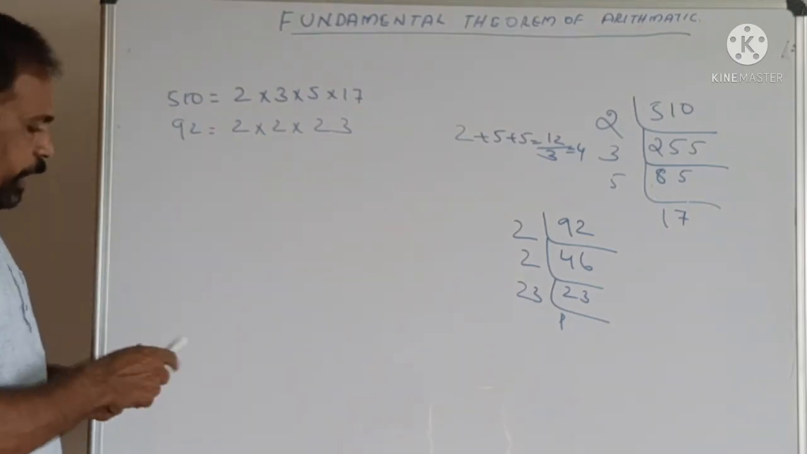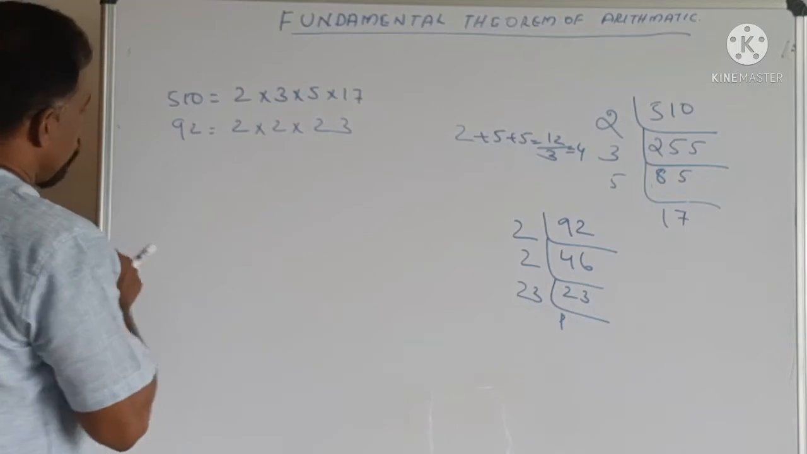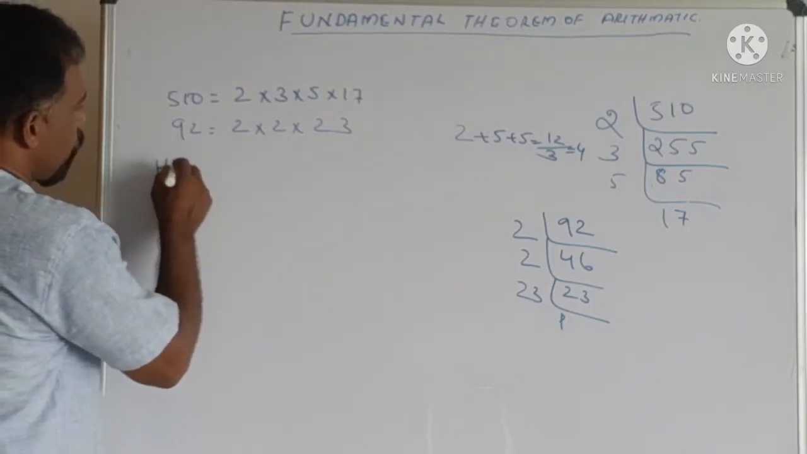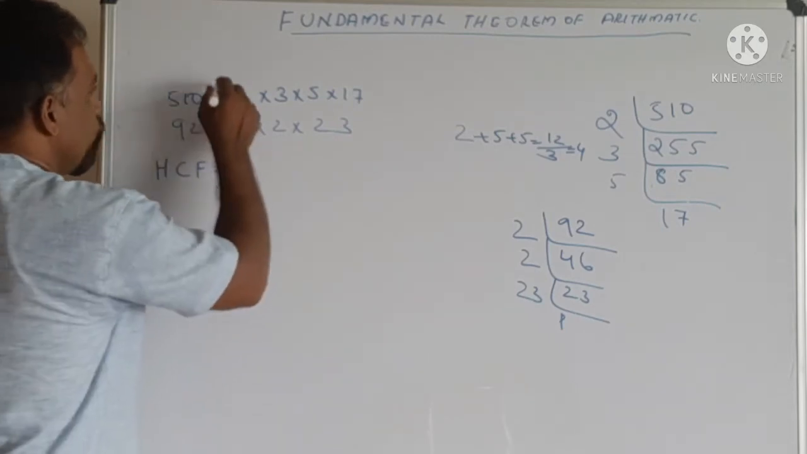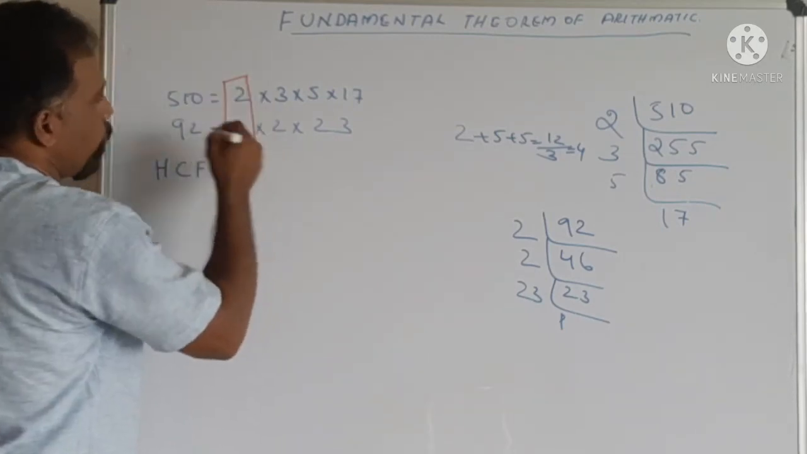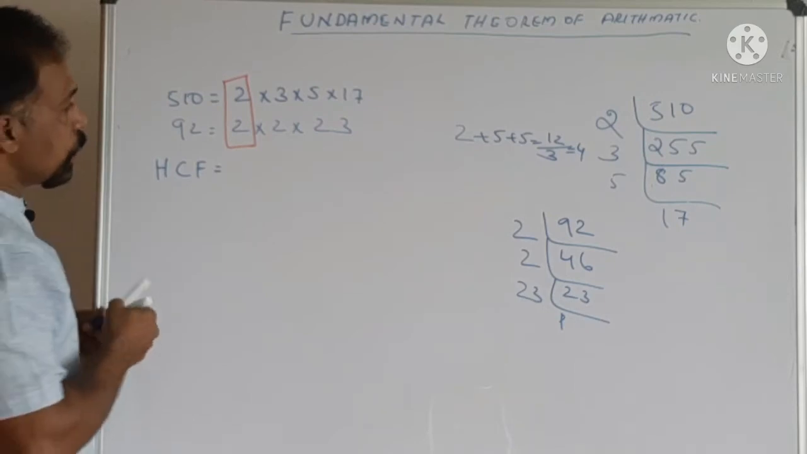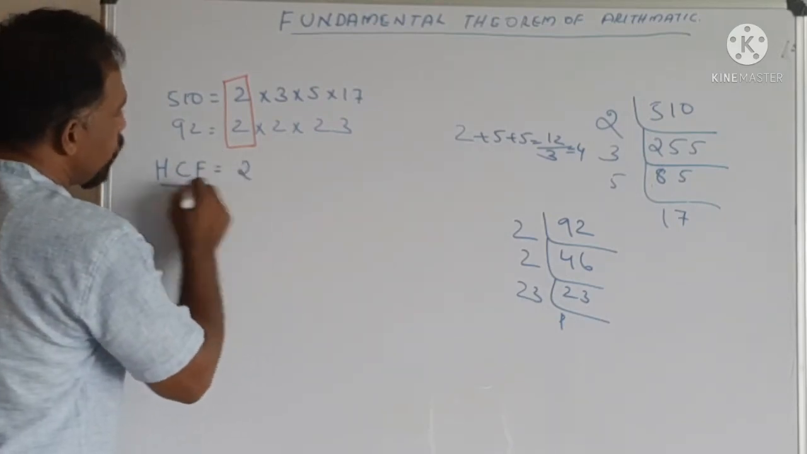Now how to find out the SCF? In the case of SCF, we know the common, which one is the smallest common thing, that is 2. So SCF will be 2.